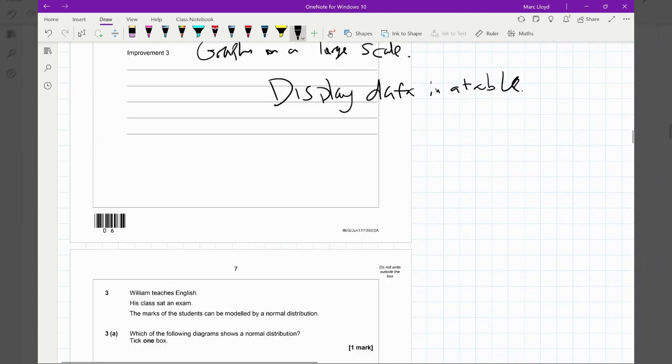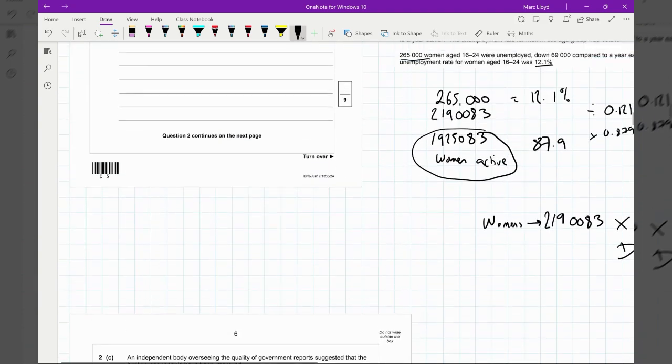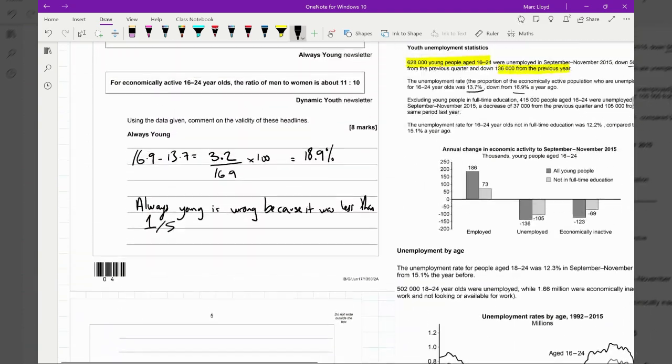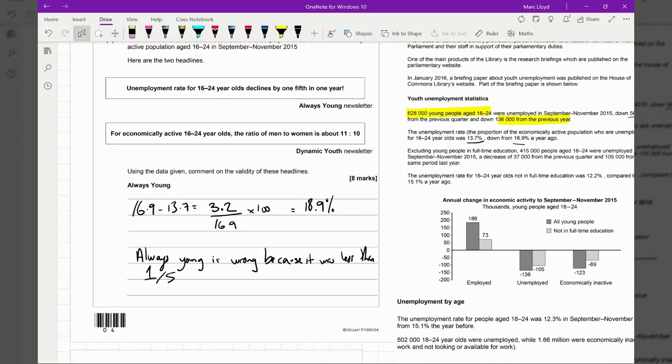Is there another bit? No. So that is a big question. That is 12 marks. And I think that highlights the importance of reading through these preliminary materials, going through it with your teachers, thinking about how you can improve the report.